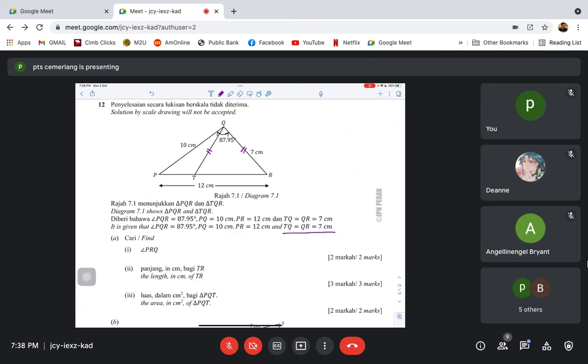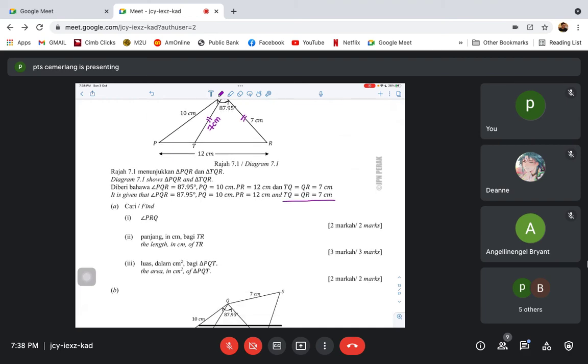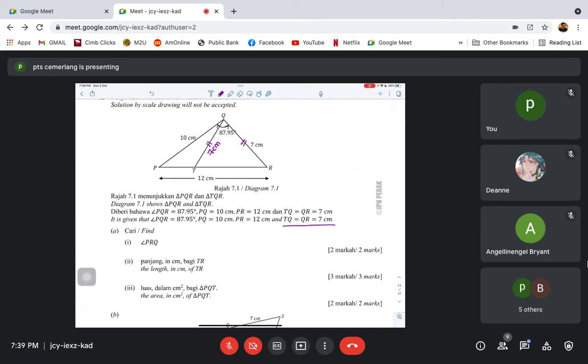Because it's very important as well. So over here, you can put this as 7 cm, okay? Dia tak bagi 7 cm kan? Just put it there lah. Just try to label out yourself. Next, what else? You are asked to find the angle of PRQ. PRQ. So this is the angle that you want to find, okay?